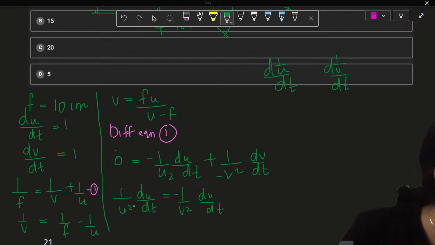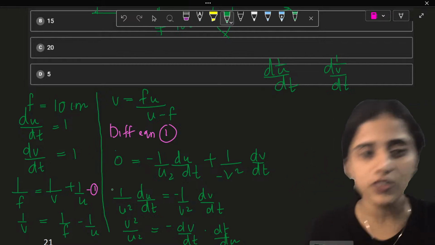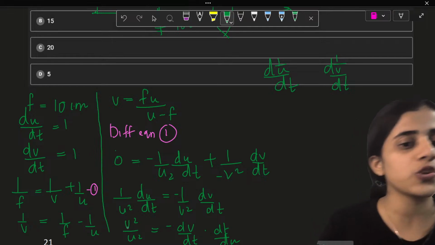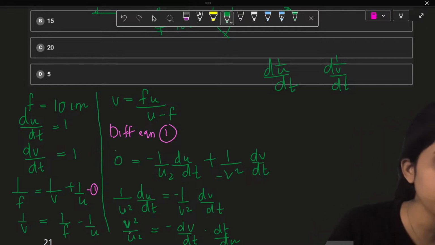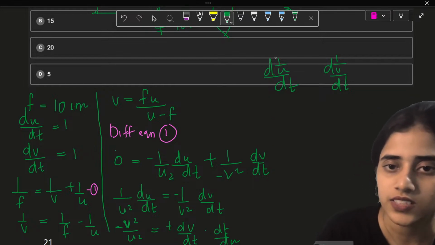Now, what else can I do? I will take the v square to this side. So v square by u square is equal to minus dv by dt into dt by du. Basic rearranging. I took the v square from here to this side to the top of u square. This is v, okay? So v square by u square, and I'll put a minus sign here. I'll change the minus sign to this side. So v square by u square is equal to plus dv, whatever.